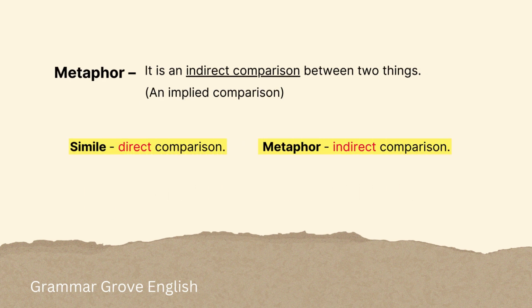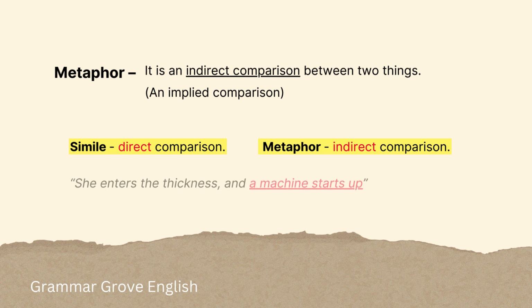Next we have metaphor. A metaphor is an indirect comparison. Simile is a direct comparison, whereas a metaphor is an indirect comparison. There are no explicit similarities between two things, but there is an inward comparison and implicit comparison. In case of a metaphor, there is no physical similarity between the two things that are compared, but we can figure out an inward comparison. It is an indirect comparison.